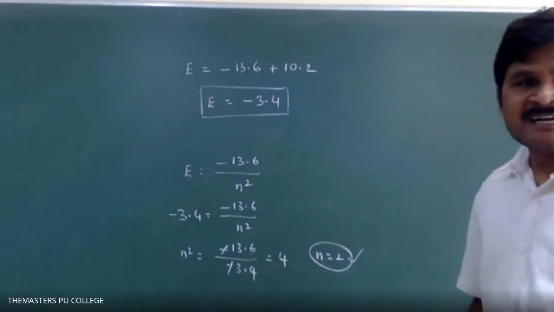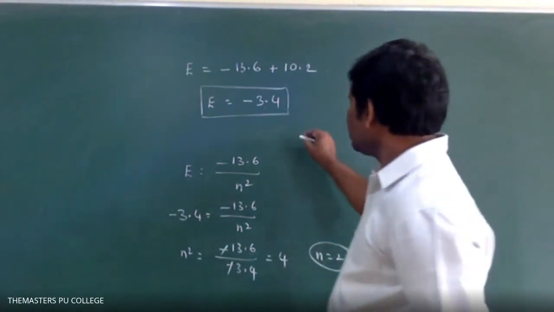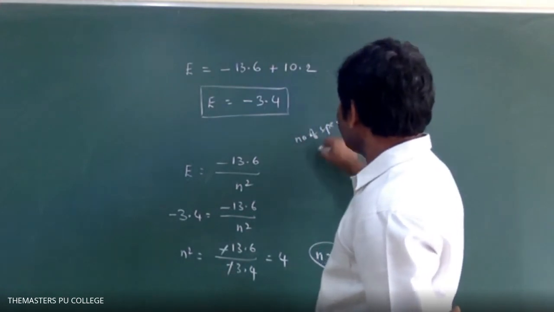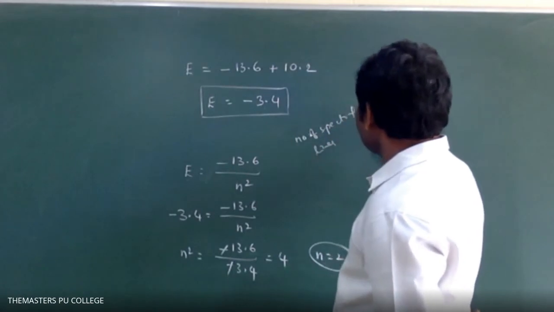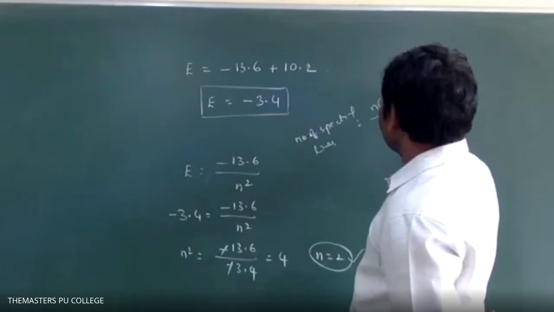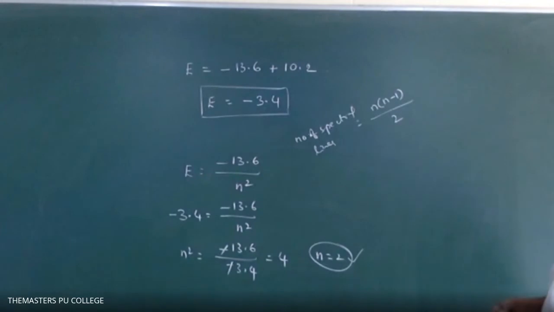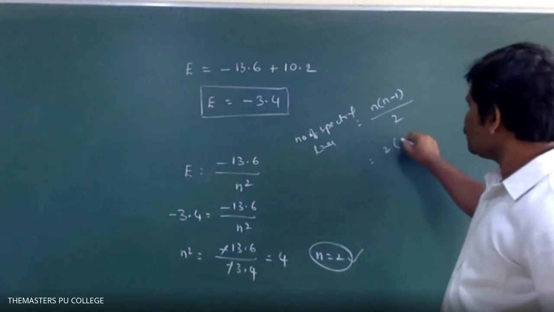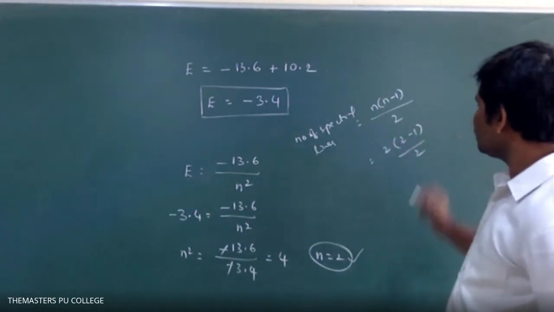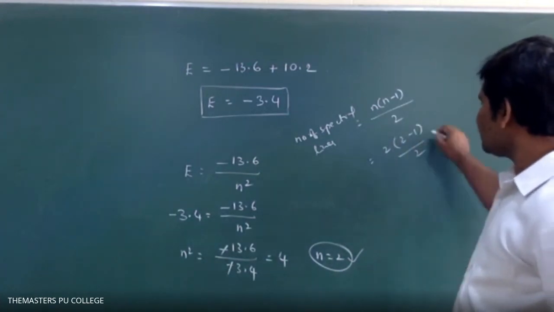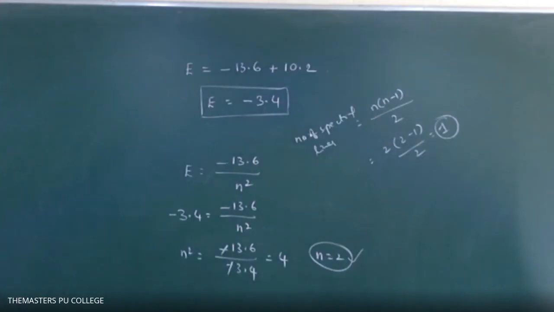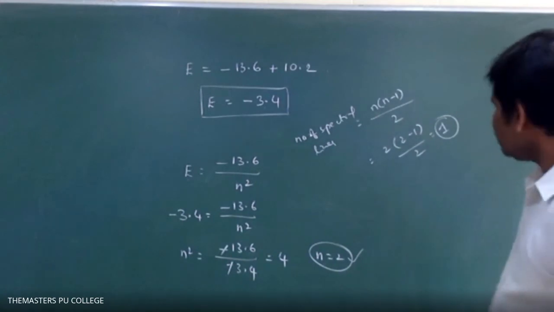Spectral lines formula. Number of spectral lines is equal to the summation of natural numbers, n into n minus 1 by 2. What is the n value we got? 2. So 2 into 2 minus 1 by 2. 2 by 2 is 1. 1 is the answer.